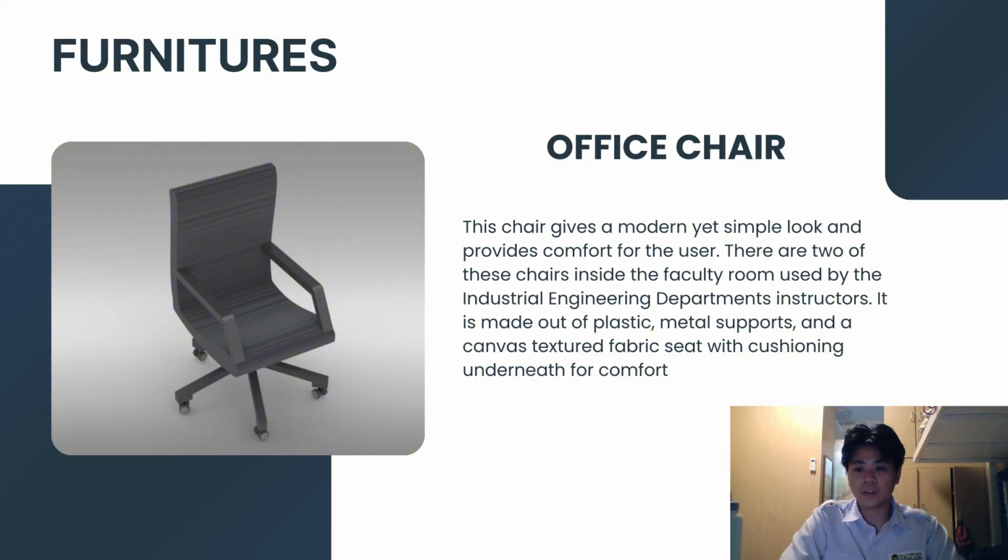Comfort is key for a faculty room. We spent time detailing the office chairs, of which there are two in the room. The design intent here was modern yet simple. If you look closely at the model, you can see the different materials we applied. The supports are modeled as metal for stability, while the body uses plastic components. For the seat itself, we applied a canvas textured fabric appearance with visible cushioning underneath. This level of detail in the texture mapping helps visualize the actual comfort level of the furniture.